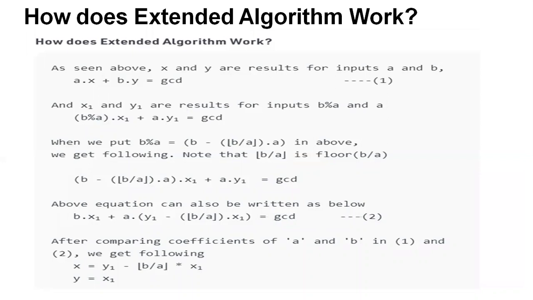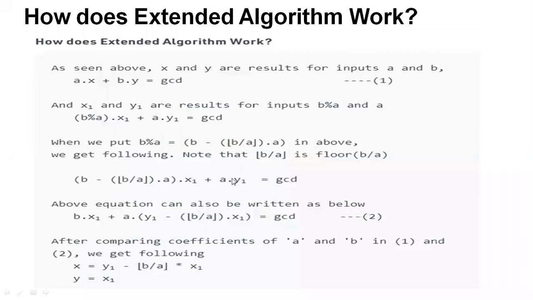So how can we find out b mod of a? To get b mod of a, we have to use this equation: b minus b divided by a into a. In the Diophantine equation, we are doing this same thing. You might remember, right? b mod of a is equal to b minus b divided by a into a. So we are simply replacing it, like in the Diophantine equation. Above we get the following: b minus b divided by a into x1 plus a into y1 is equal to GCD.